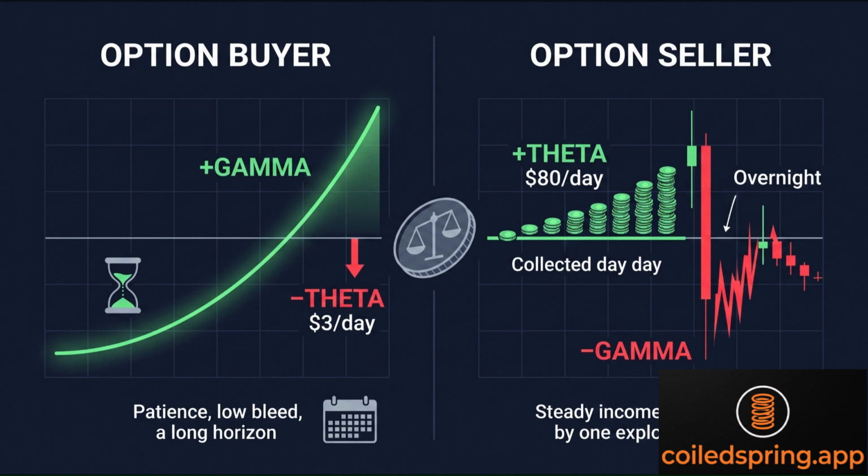When you buy, know what you're paying and why. When you sell, know what you're collecting and what you're absorbing in exchange. The gamma-theta trade-off is always there. It never disappears. The only question is which side of it you're on.